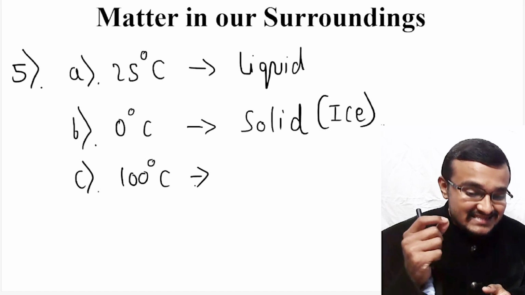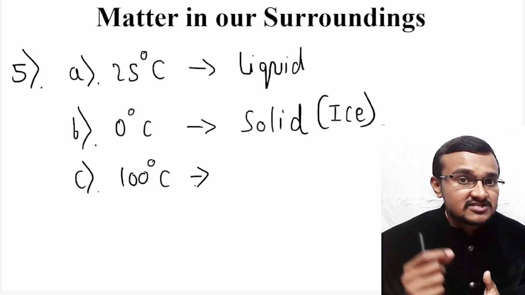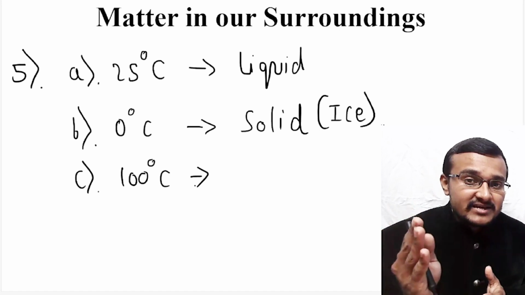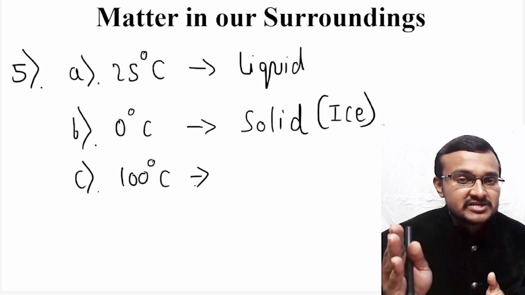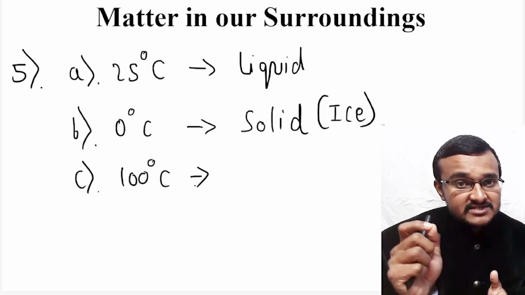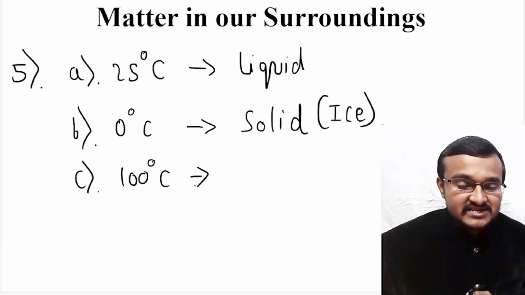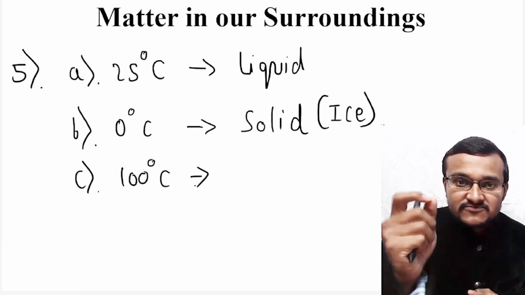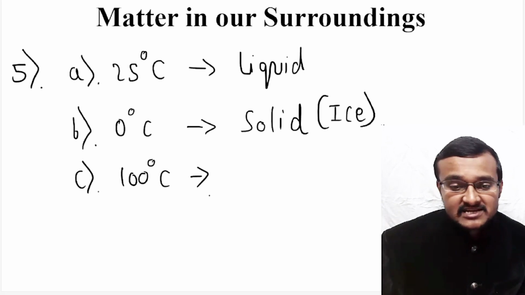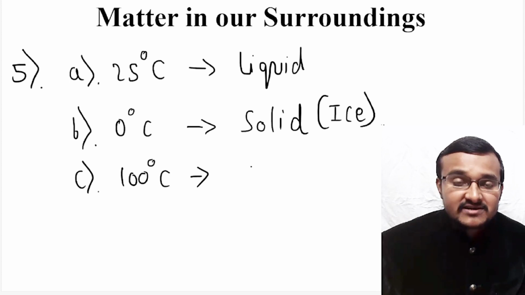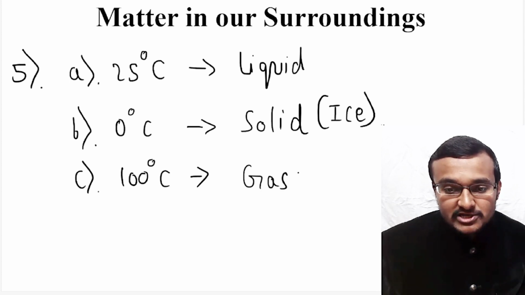Melting point is the temperature at which any kind of liquid will be converted into solid, and boiling point is the temperature at which liquids will be converted into gaseous state. So here 100 degrees Celsius for water is the boiling point of water. Hence at 100 degrees Celsius, water will get evaporated. That means water will be turned into gaseous molecules.